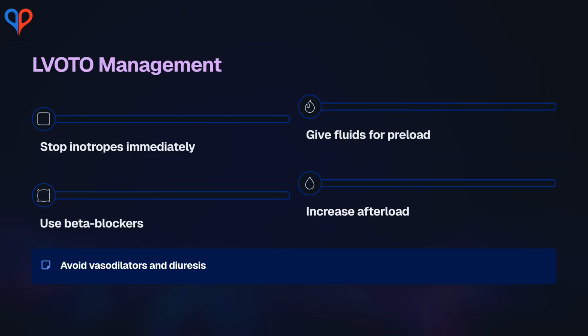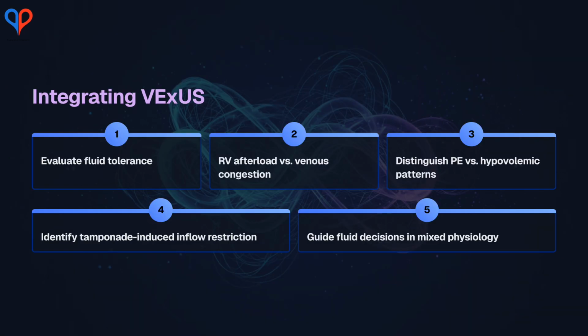Management of LVOTO involves reducing contractility and increasing preload and afterload. Beta blockers are first-line therapy. Vasopressors, such as phenylephrine, may be used to increase afterload. Stop all inotropes immediately. VExUS helps determine whether fluids will worsen congestion or improve hemodynamics.